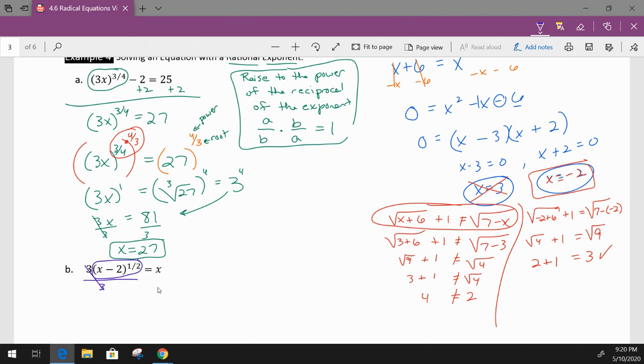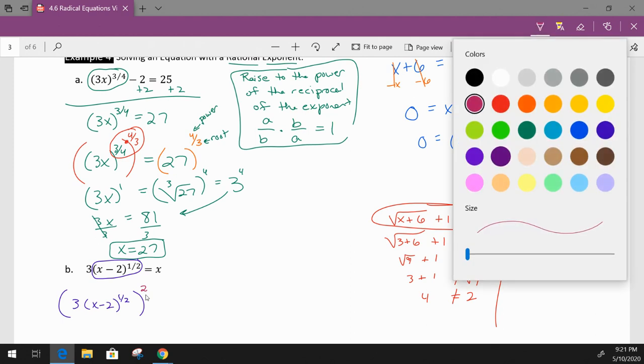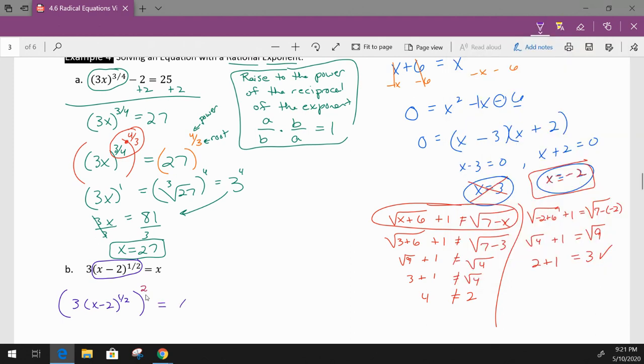So we can isolate this quantity that's being raised to a rational exponent. So in this case, we would raise the whole side of the equation to the power of the reciprocal of that 1/2. Well, the reciprocal of 1/2 is 2, or 2 over 1. On the right side of the equation, you originally had x, but that right side of the equation also needs to be raised to the second power.